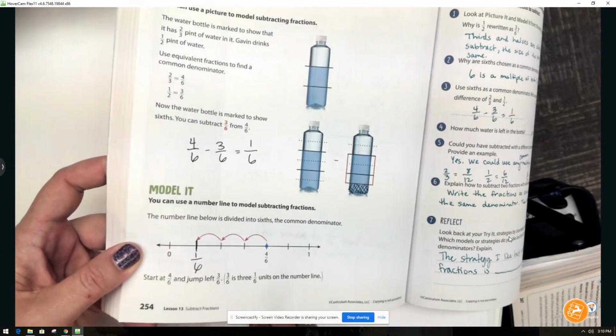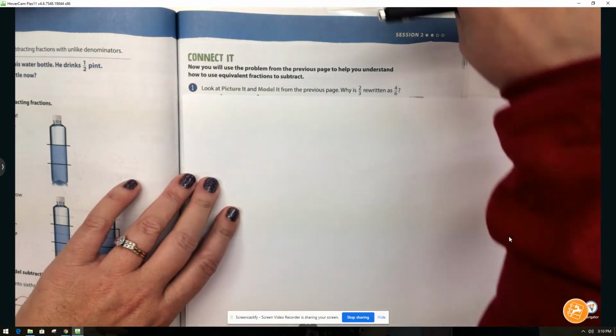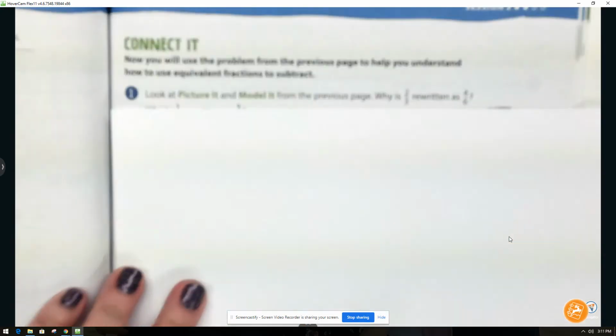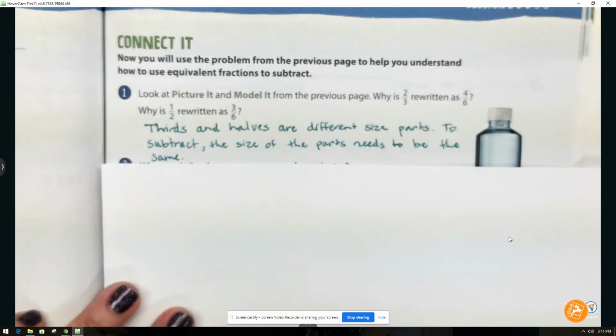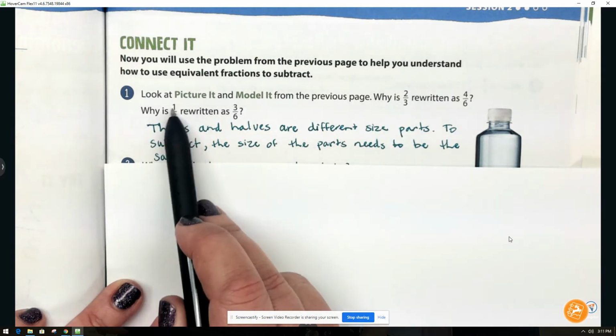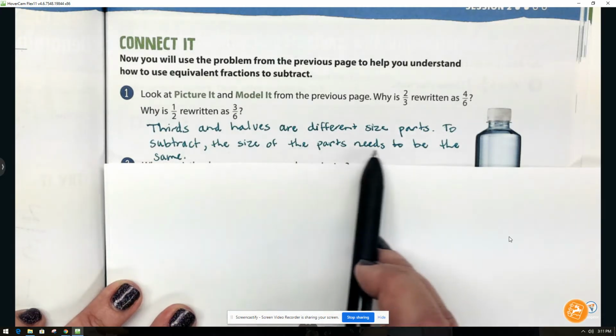Let's go ahead now and go to page 255. So now, when we are looking at the picture model from the previous page, why is 2/3 rewritten as 4/6? And also why is 1/2 rewritten as 3/6? Thirds and halves are different size parts. So to subtract the parts from each other, we need the parts to be the same.